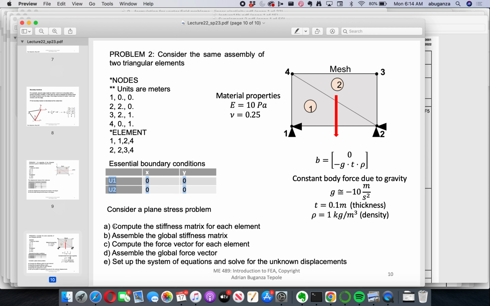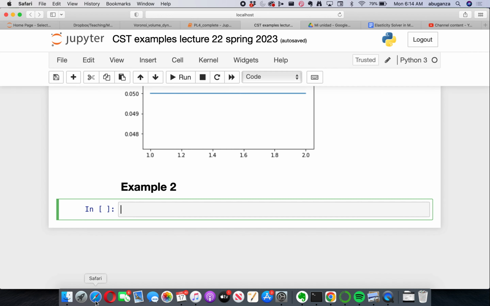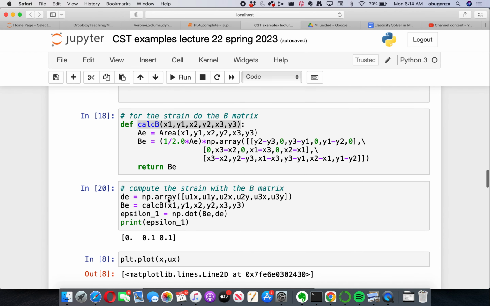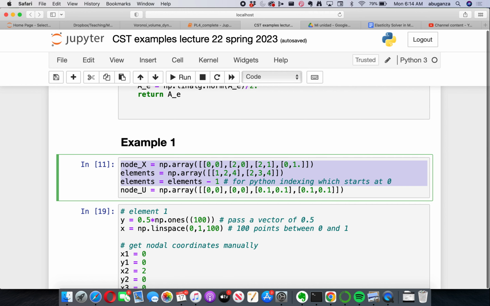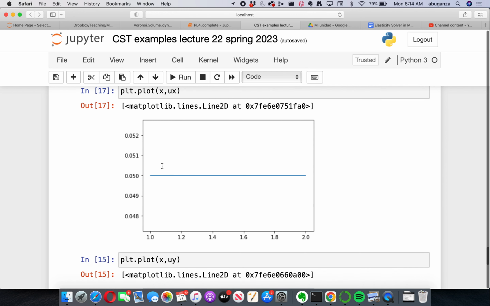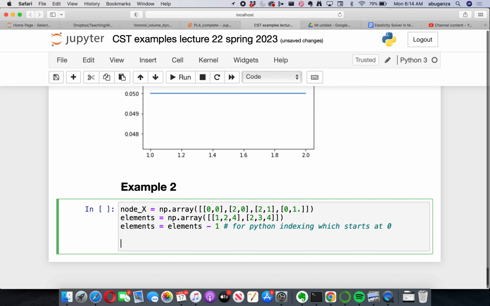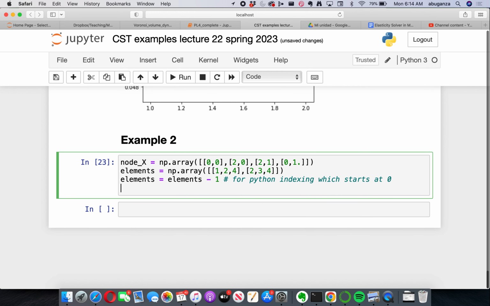So we need to compute the stiffness matrix for each element. We need to assemble into the global stiffness. We need to compute the force vector for each element, assemble into the global force vector, set up our system of equations, and solve for the unknown displacements. So let's do that. The mesh is the same. For completeness, I'll go back and get the mesh, not the node U, because now the node U is not known, but the mesh is the same.